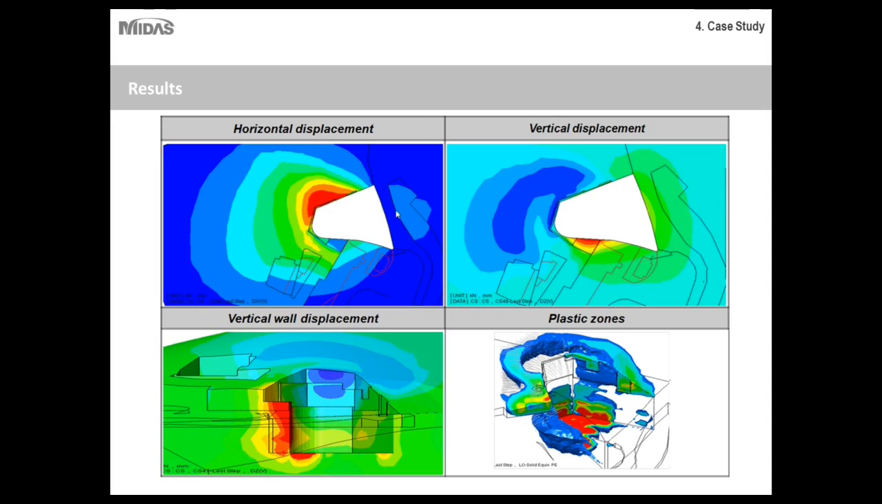You can see the horizontal displacement of the soil strata when you are doing the excavation. You can see the vertical displacement. You can see the vertical displacements of the walls that were there. You can also see the plastic zones that are happening behind the backfill of the retaining structures. So all the results that were needed could be formulated through the numerical analysis model, and all these inputs were thrown in one model, and in one run the results were extracted.